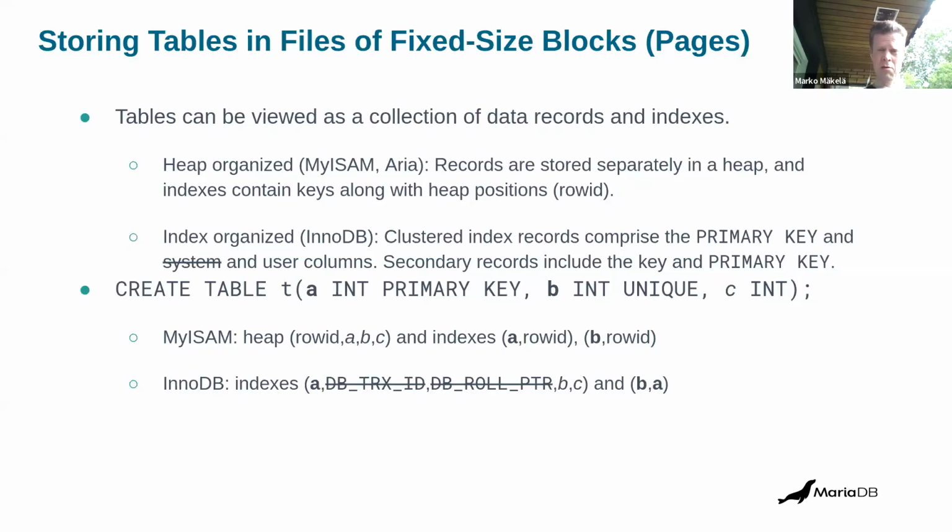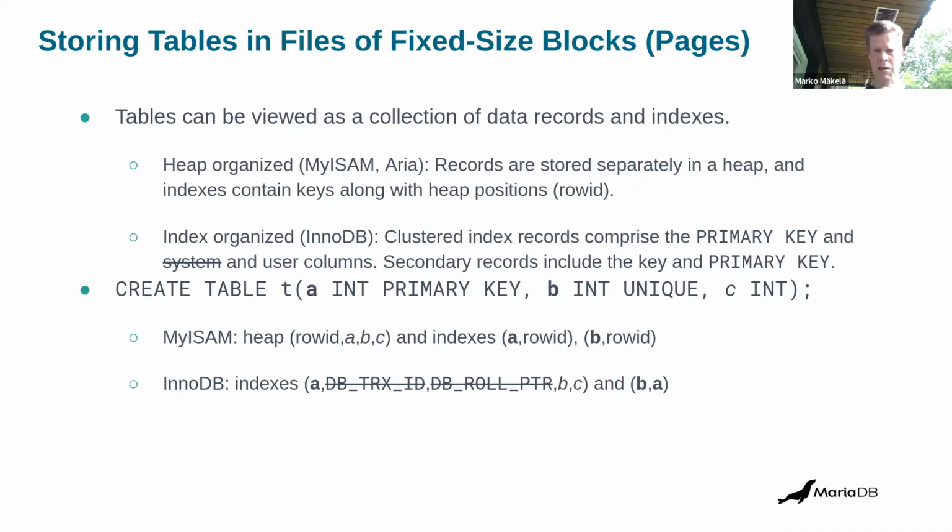In those tables, the records or the rows are stored separately in a heap, which could be an append-only file. And then you have separate index trees, which are page-oriented, and they contain keys along with heap positions, like a row ID. It could be a file offset to a sequential file that contains the records. In InnoDB, we have index-organized tables, and we have index B-trees.